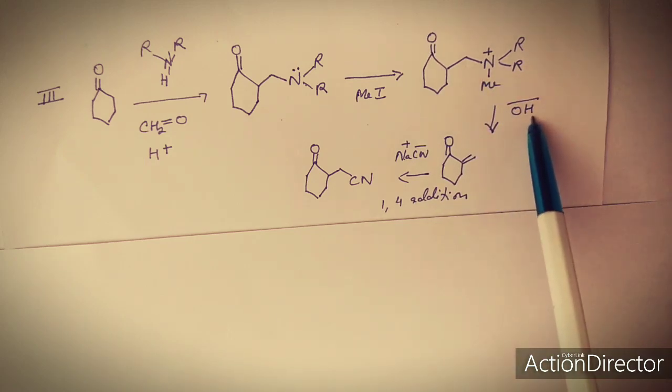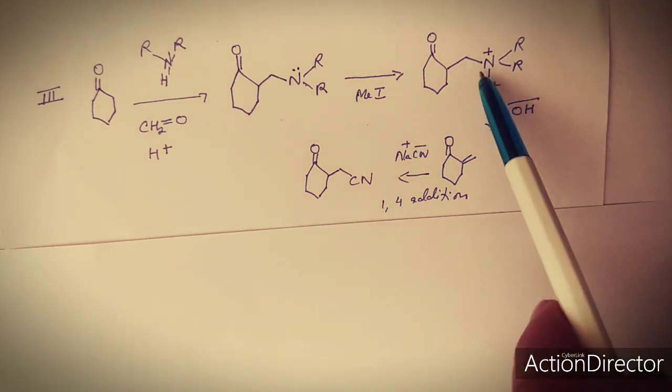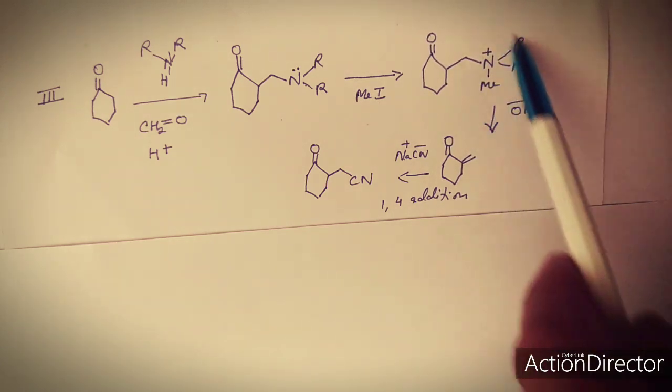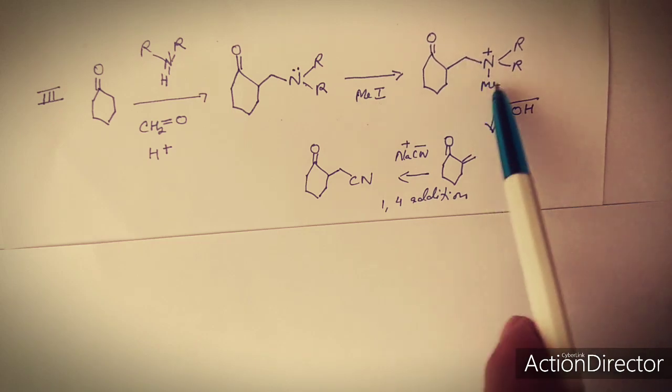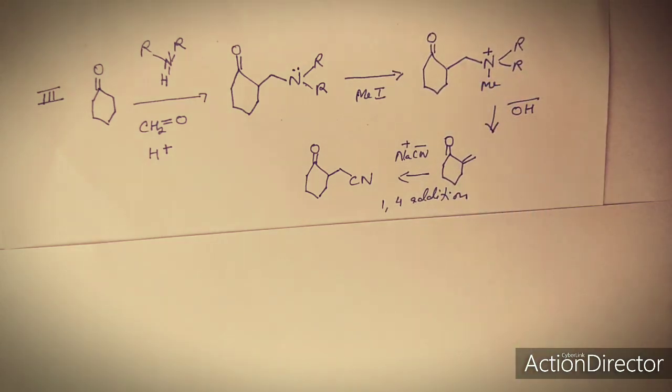And when this is reacted with NaOH, in the presence of a base, what will happen? This will tend to pull off electrons from itself. So this will leave as a neutral molecule, trialkylamine. And when this leaves from here, the beta position H positive is pulled off with the help of OH. So we will get this type of a double bond. That is, a vinyl group has been formed.